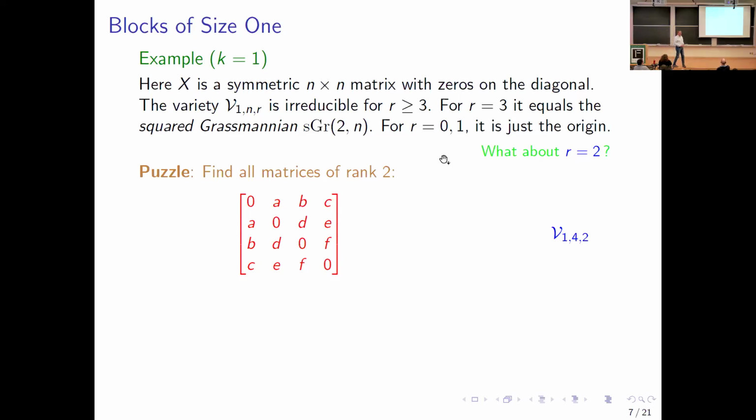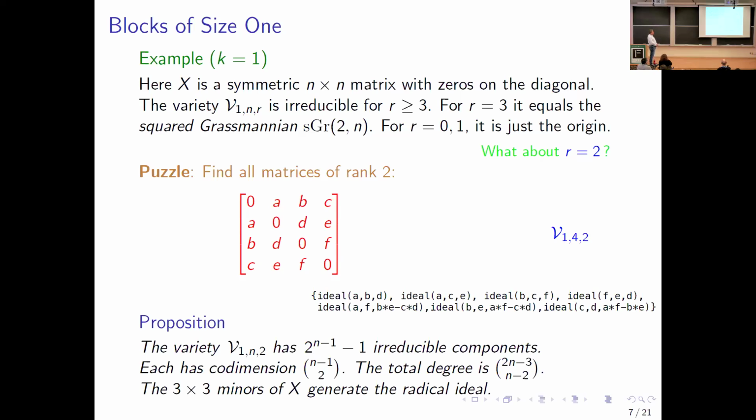For R equals 3, this is our good old friend from yesterday. That's just the squared Grassmannian. So I hope many of you have spoken to Hannah over there about the squared Grassmannian. For R equals 0 and 1, it's just the origin, but the interesting case is R equals 2, and that was the puzzle. So the puzzle that you can give to all your linear algebra students is: what are the matrices here of rank 2, or in the language of this talk, what's the variety V, 1, 4, 2?